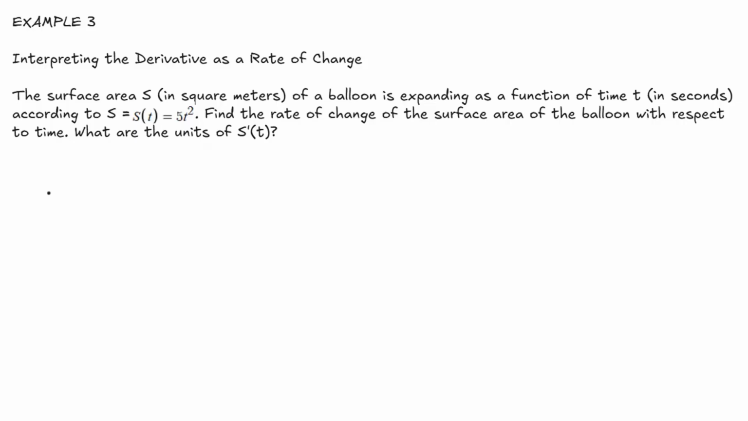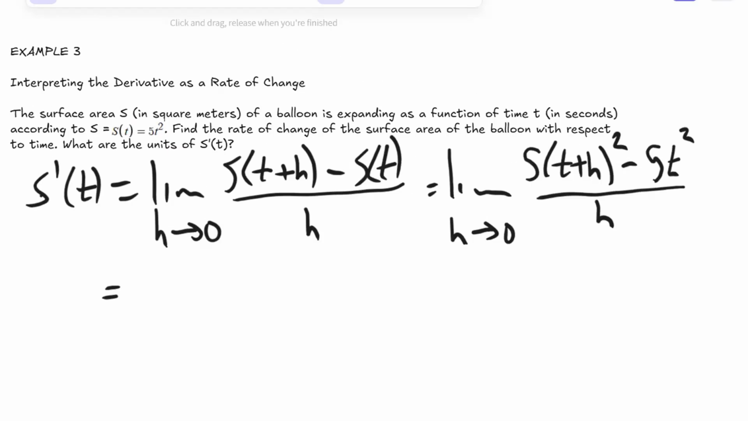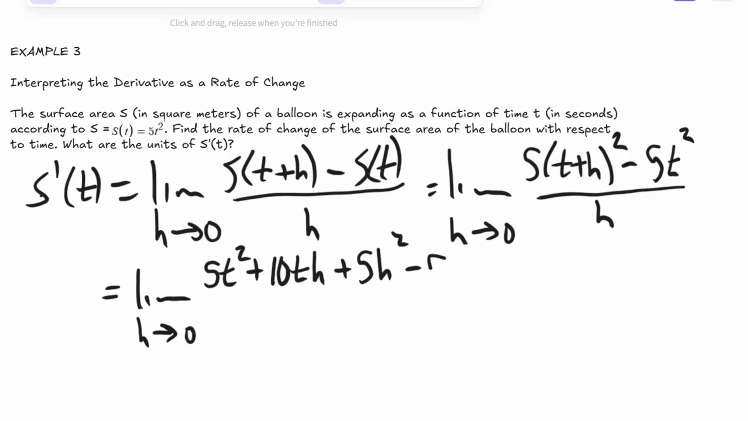We can use the limit definition here. S prime of t equals the limit. And then we plug in the functions. And then just like we did previously, we expand that and combine like terms. So what I did here was I FOILed the t plus h squared and distributed the 5. And then the 5t squareds are going to cancel. And then if you notice, the terms that are left each have a factor of h.